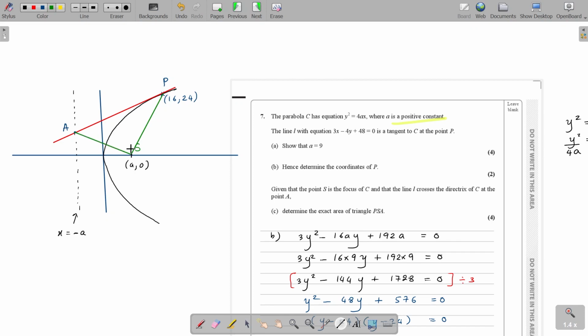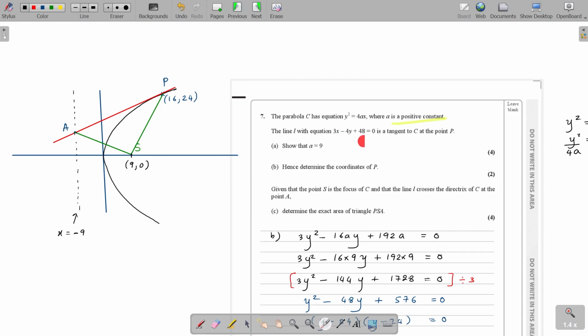Okay, how do we do this? What is the procedure? The first thing we do is get the A coordinate. Actually, this a value is known. We know a is 9, right? Shall I replace a with 9 first? So this is 9, 0, and the directrix is x equals minus 9. Can I know the A coordinate? How do I get the A coordinate? Substitute x equals minus 9 into the equation of the line. We have the line equation.